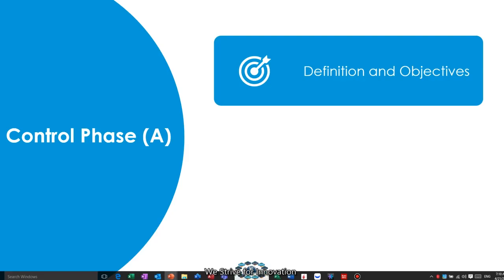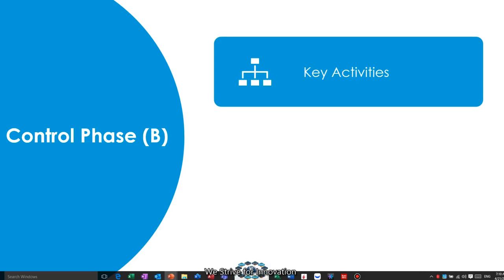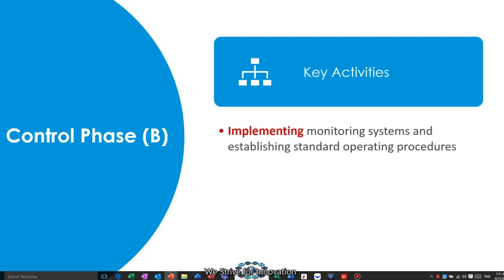Your aim will be to sustain improvements made during the improve phase and prevent process regression. You don't want the system to go back like it used to be. Your objective will include establishing controls to maintain the improved process and implementing a monitoring system. What's your key activity? Implement monitoring systems and establish standard operating procedures.